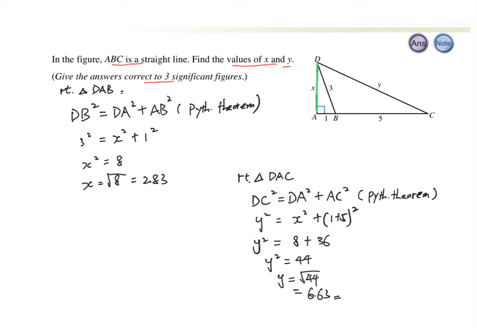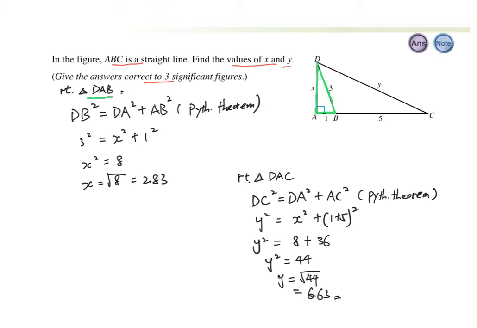So we should focus on the small triangle first. This small triangle, you guys can see, the small triangle DAB, right? You will find that there are three sides, but two sides are known, and only one is unknown.